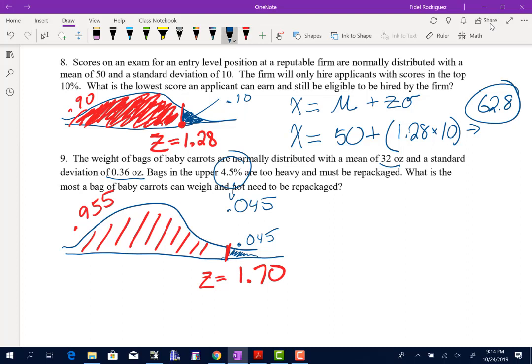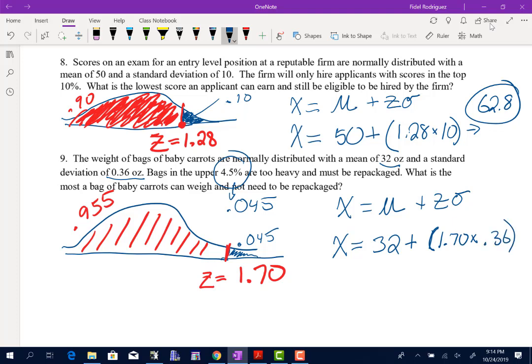And then I'm going to do the same thing that we did earlier. Look, we're going to write x equals mu plus z times sigma. Okay. What is the mean here? 32 ounces, right? Okay. Plus, oops, let me write my parentheses, 1.70 times the standard deviation, which was 0.36. Okay. So again, guys, on the calculator, the first thing I'm going to type in is what? 1.70 times 0.36. Did you come up with 0.612? Okay, and then we have to add what number to it? 32? Are you coming up with 32.612?